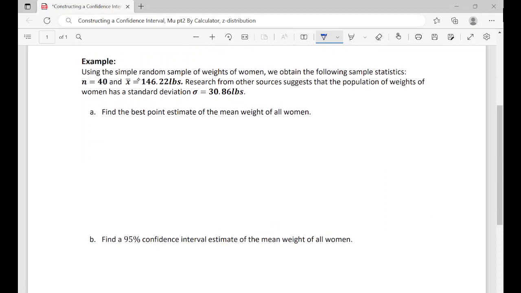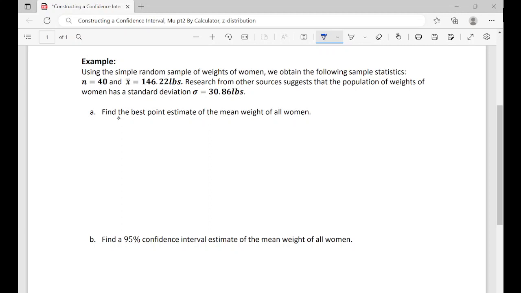So using a simple random sample of the weights of women, we obtain the following sample statistics. n equaling 40, x bar equaling 146.22 pounds, and research from other sources suggests that the population weights of women has a standard deviation of 30.86 pounds. So this is just some fact that we know. How they got it doesn't matter, we just know that it's true.